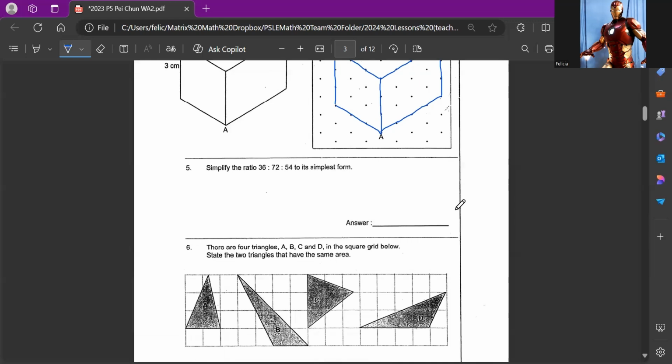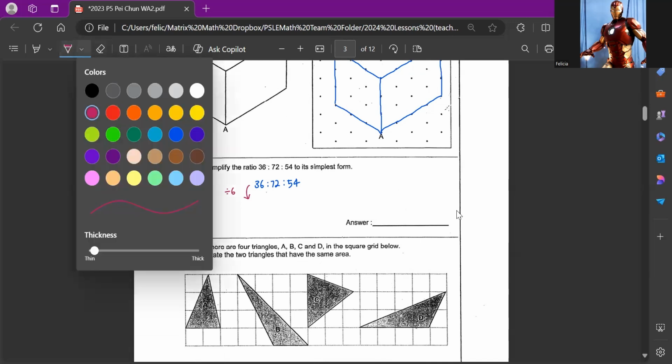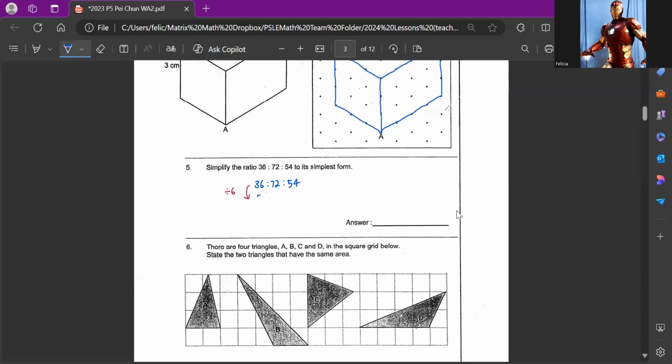All right, I'll go on to question 5. Simplify the ratio to the simplest form. So 36 to 72 to 54. All of them can be divided by 6. So I'll divide them by 6. Divide by 6, this will be 12.